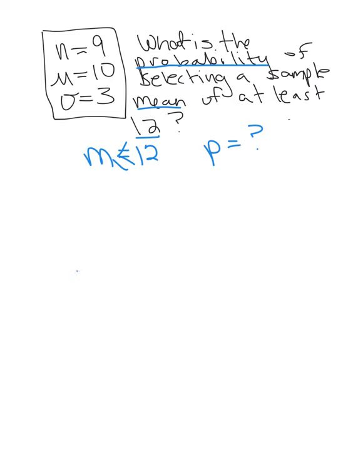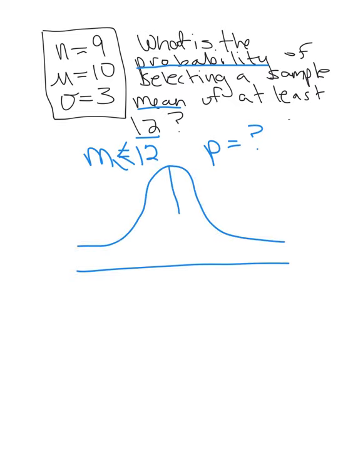So let's draw that distribution again, so we're making sure we're looking in the right places. Right down the middle is the population mean of 10. 12 is to the right of that, so somewhere over here. M equals 12. And we're looking at a sample mean of at least 12, so anything 12 or above, right? So the numbers will get higher over here.